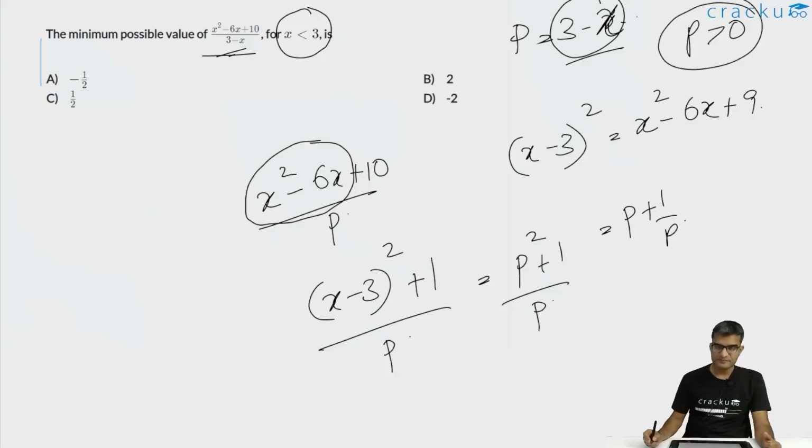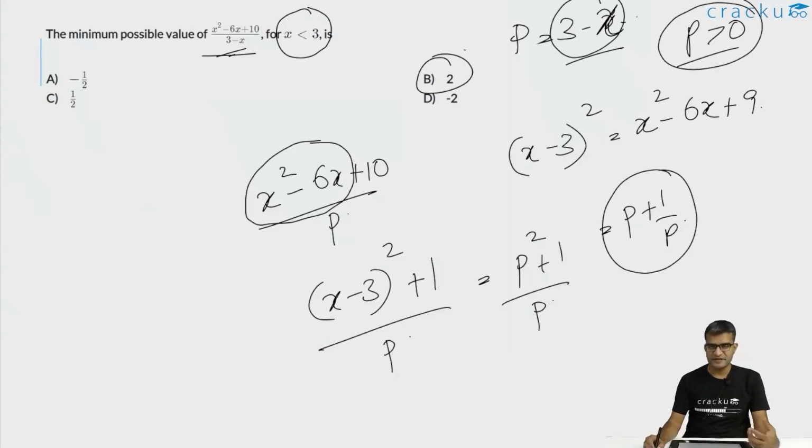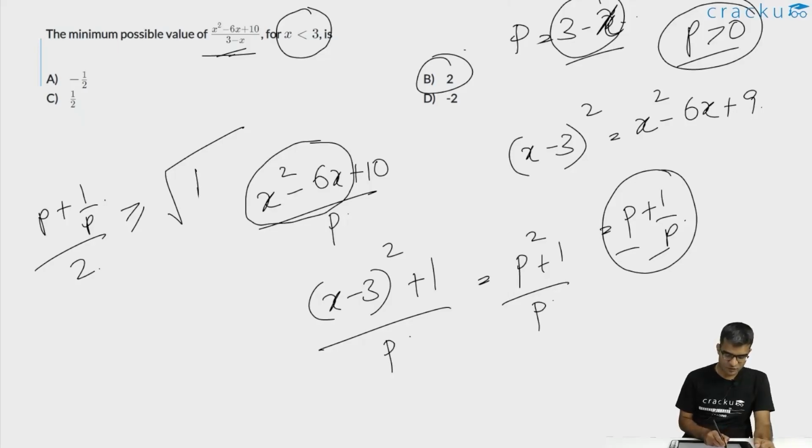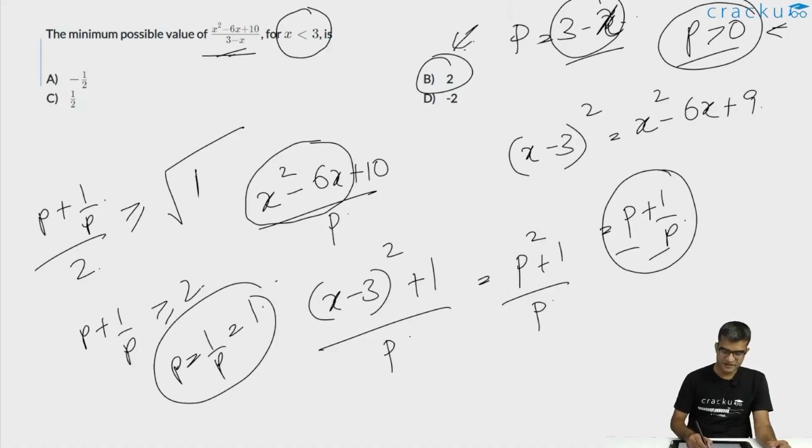Now what is the value of p plus 1 by p? The minimum value of p plus 1 by p when p is greater than 0 will be equal to 2. There are many ways you can prove this. Because p and 1 by p both of them will be greater than 0, you can use the arithmetic mean is greater than or equal to geometric mean. So (p plus 1 by p) divided by 2 is greater than or equal to the square root of their product, which is p into 1 by p, which is 1. So p plus 1 by p is always greater than or equal to 2 when p is greater than 0. And the minimum value is 2, which occurs when p is equal to 1 by p is equal to 1. The answer for this question therefore is option B, which is 2.